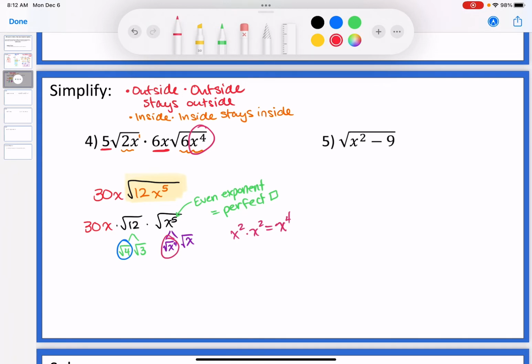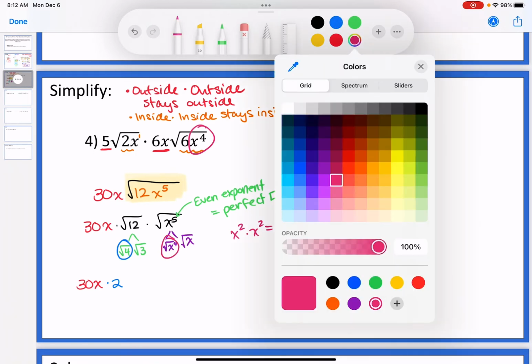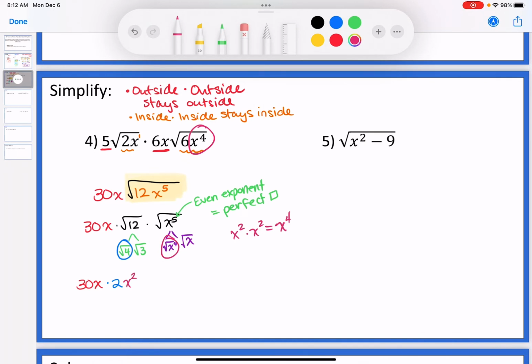All right, so what do we have here? I have 30x from the original multiplying. I'm going to bring out the square root of 4, which is 2, so I'm going to multiply that 2, right? I'm going to bring out the x squared from the square root of x to the fourth. Those were all our perfect squares. What do I have left on the inside? I have the square root of 3, and I have the square root of x, so 3x is staying on the inside. Last and final thing is just to multiply these things that are on the outside. 30x times 2x squared would be 60x to the third. Remember, there's that invisible one exponent there with the x's. 60x to the third, radical 3x.